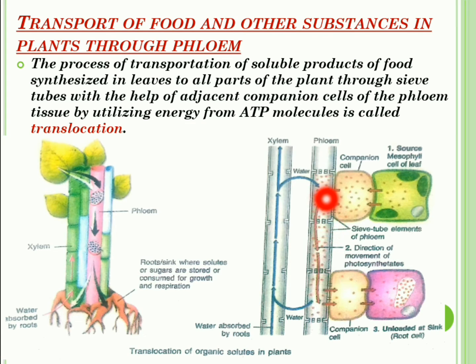Now, sieve tubes with the help of adjacent companion cells transport this food in soluble form from leaves to the storage organs like roots or growing regions of the plant according to its need. For example, in the spring season, the buds need energy to grow. They need food. So, the sugar in the form of food stored in the roots or stem tissue is transported to the growing buds for their growth as they need energy to grow. This translocation of food takes place both in upward as well as in downward direction.